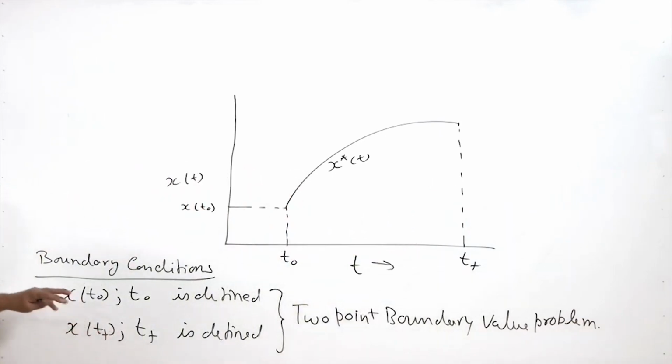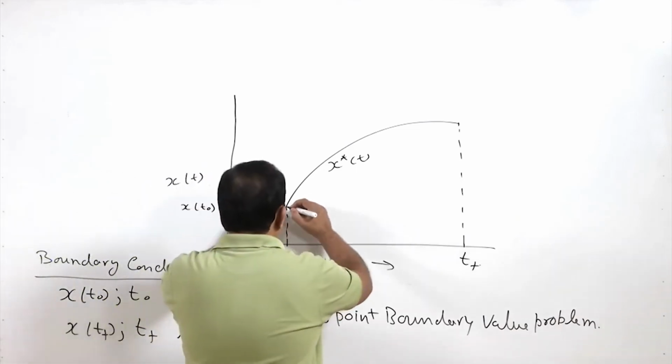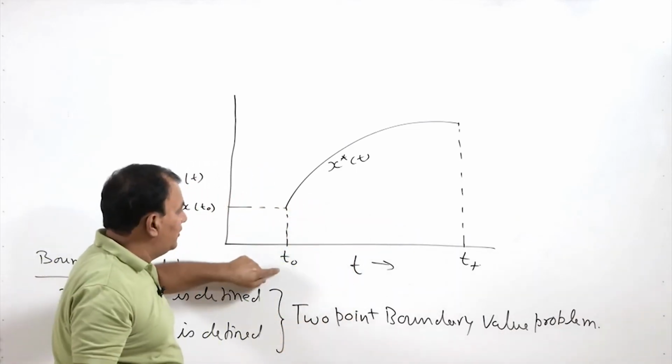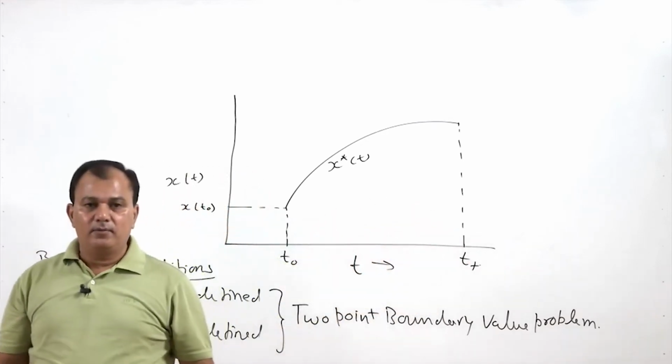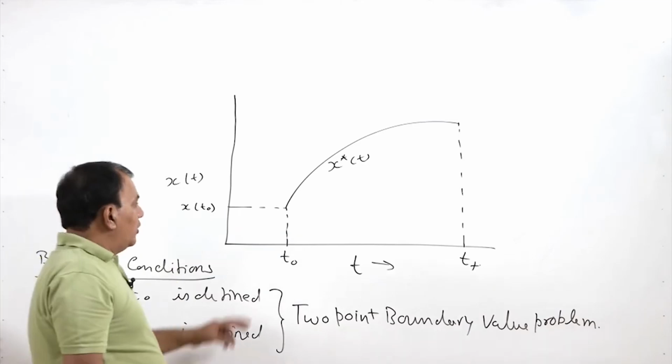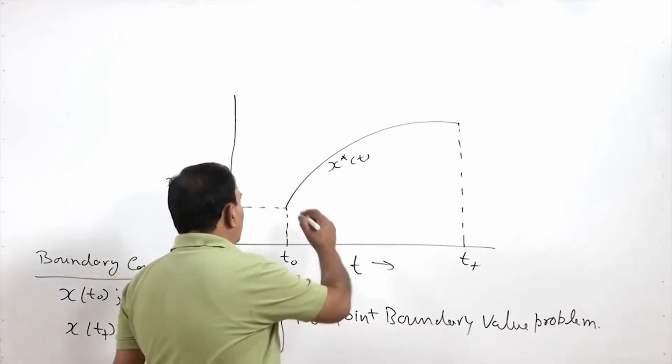So, we are given the initial point and the final point. T0 and Tf are both given, x(t0) and x(tf) are also given. And so, my optimal trajectory is starting from T0 and terminating at Tf. So, at the final points I know where my trajectory is.